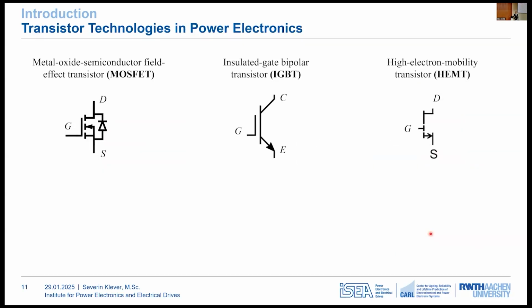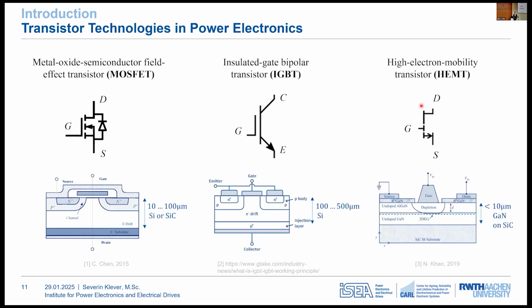Now that you're familiar with switching losses, let's explore wide bandgap semiconductor devices. Power transistors come in various technologies, and each technology is suited for specific applications. First, there are metal oxide semiconductor field effect transistors, in short MOSFETs, which are very versatile and the most common technology. Then there are IGBTs, which are used for high current and high voltage applications. And finally, there are high electron mobility transistors, in short HEMT, which are preferred for high-speed switching applications.